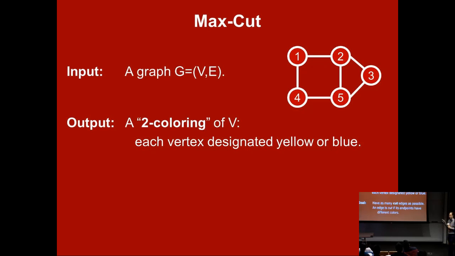Out of curiosity, would it be possible to cut all of the edges in this graph? No, why not? The reason is there's no way you could do it even just on these 3 edges. If you just even look at these 3 edges, no matter how you color them, you're going to have 2 that have the same color, and so you won't cut that edge. Yeah, it's an odd cycle. That's true.